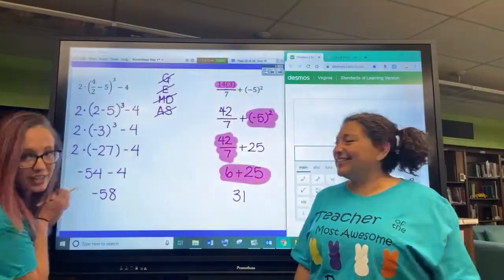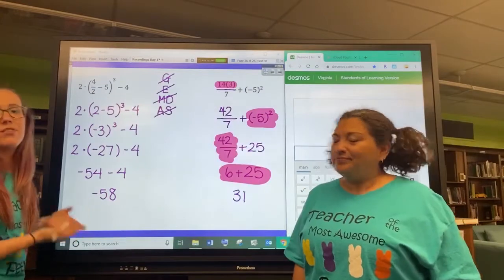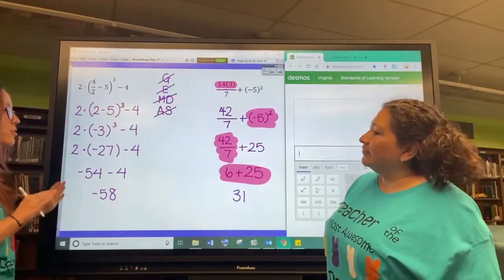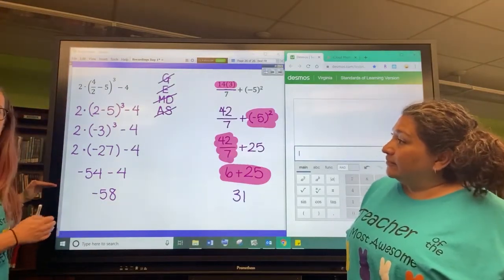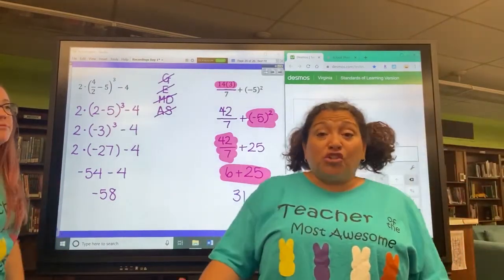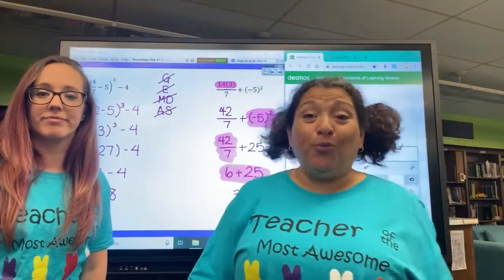Alrighty, so let's check your answer. You should have gotten negative 58. If you made a mistake somewhere along the way, it's totally fine. It happens to the best of us. Absolutely. You can check through these steps and maybe catch where you went astray. And if you don't find your mistake and you're still confused, please reach out to your teacher, okay? And let them help you with this.